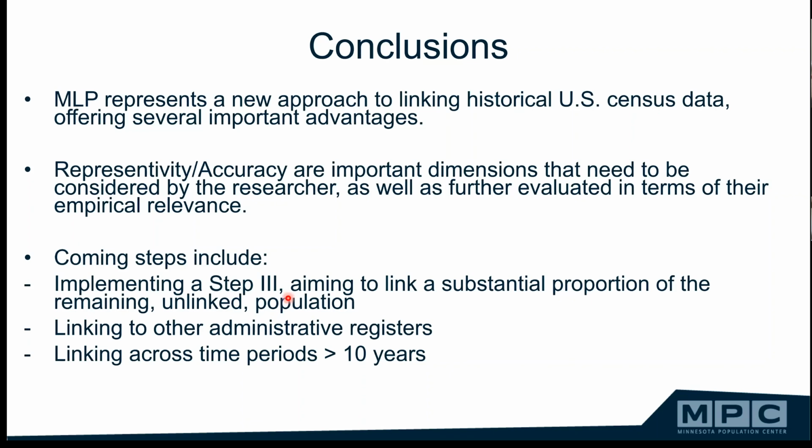Coming steps within the MLP project: apart from linking 19th century data, we were just done calibrating the algorithm for 1870 to 1880, so hopefully that should be coming up before too long. I'm personally very excited about implementing a step 3, where we take out those individuals that we've already linked, because we have reason to believe they are linked with very, very high accuracy, and try to link a substantial portion of the remaining unlinked population.